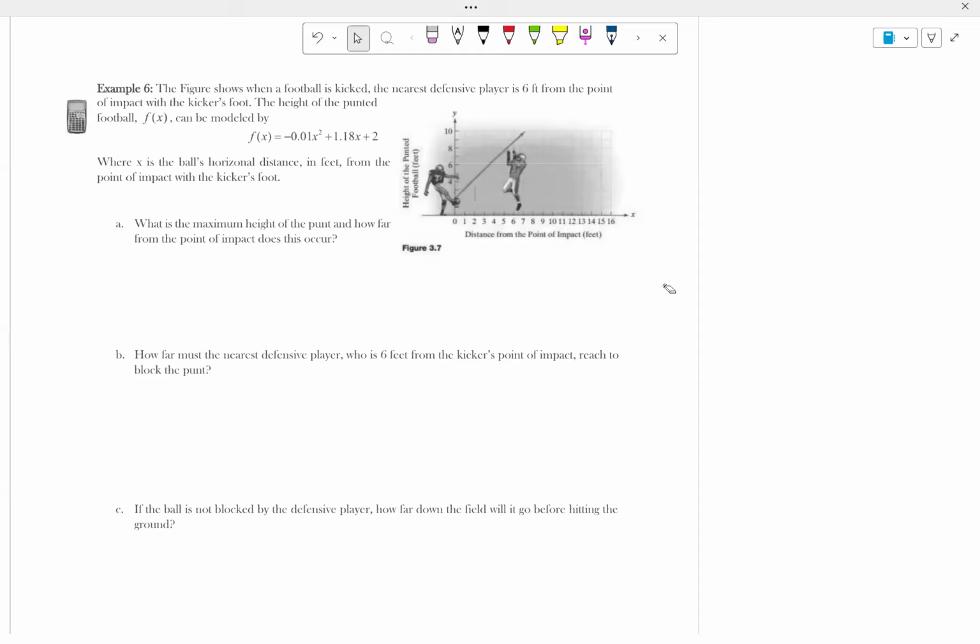Okay, so the maximum height of the punt shown. What is the maximum height of the punt, and how far from the point of impact does this occur? Now let's get a big picture here. Take a look at the function. What kind of function is that?